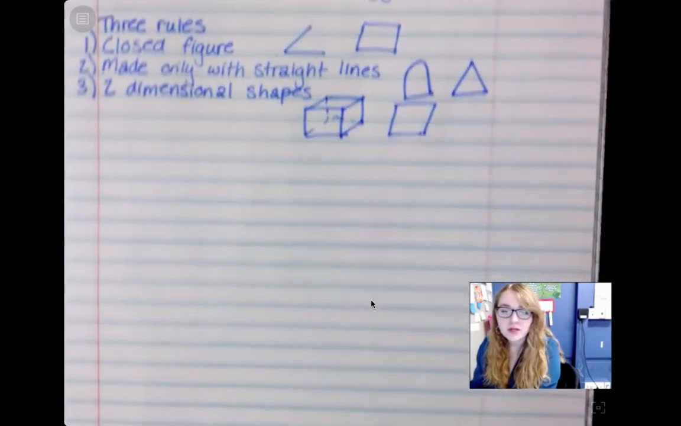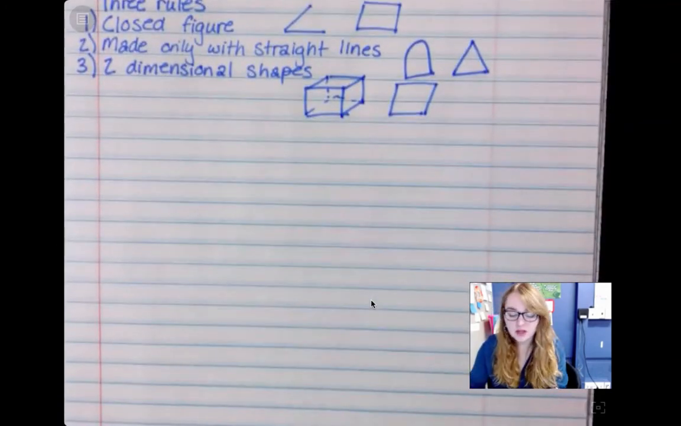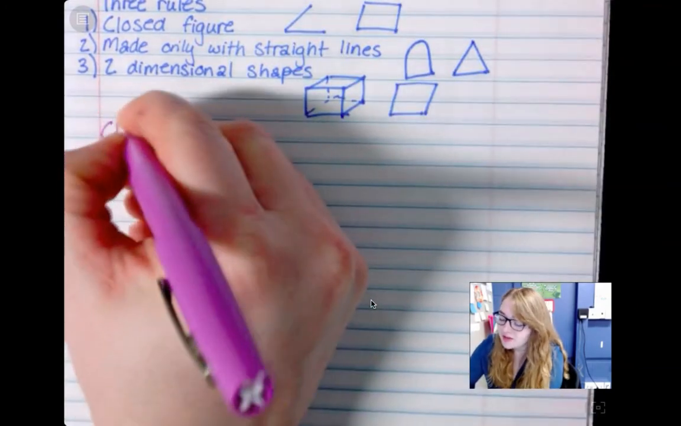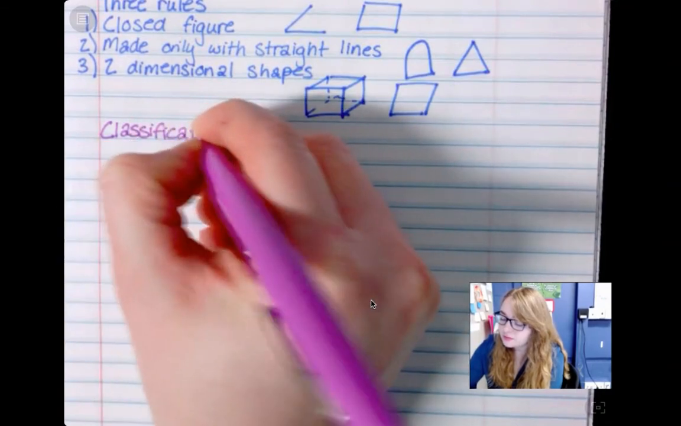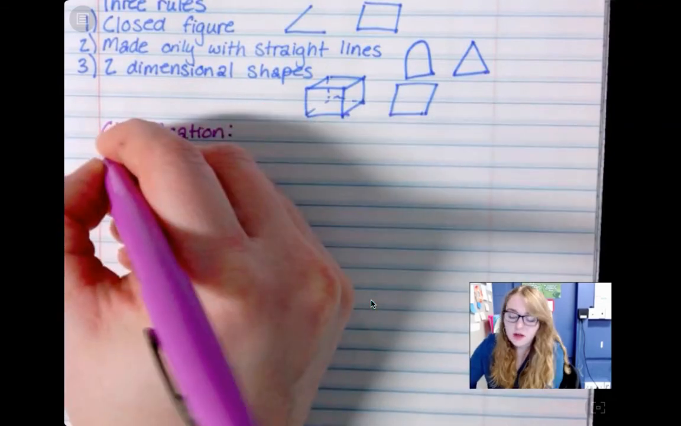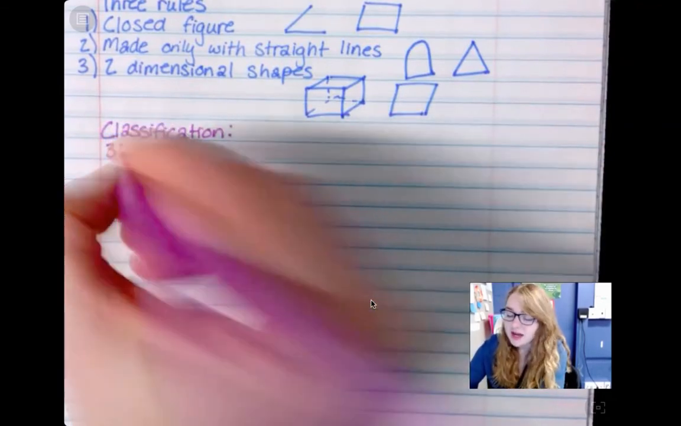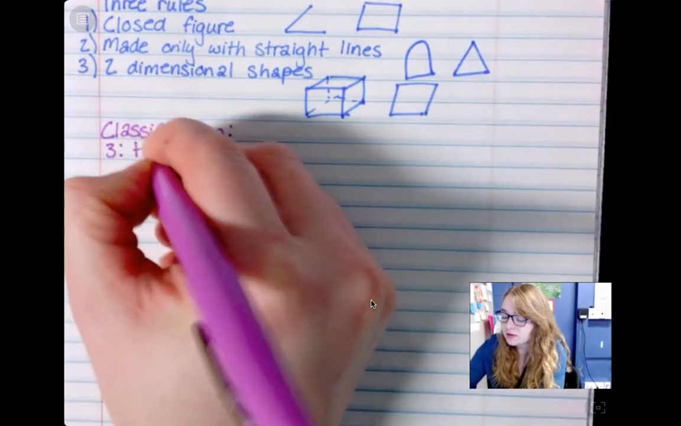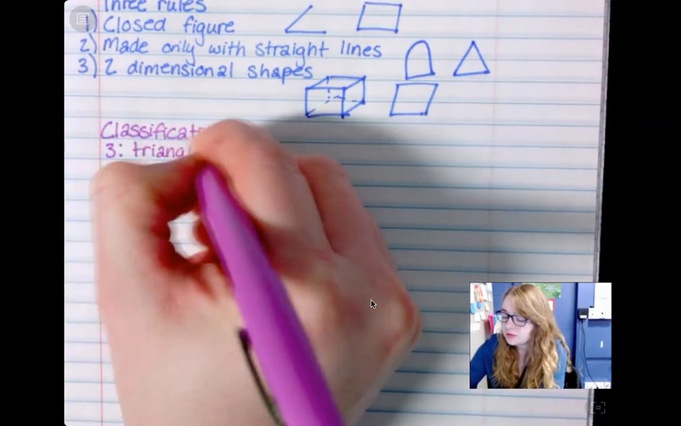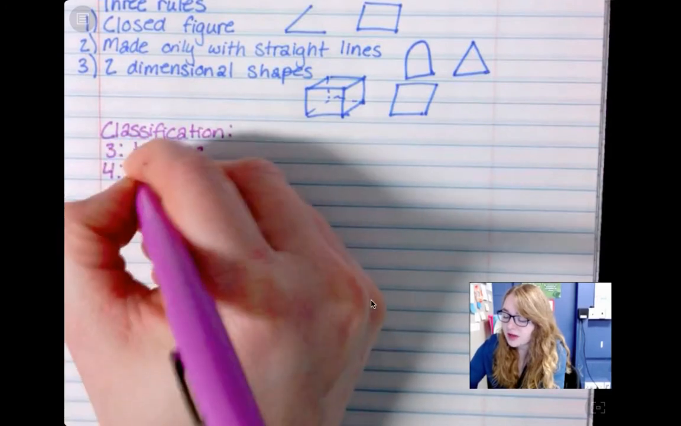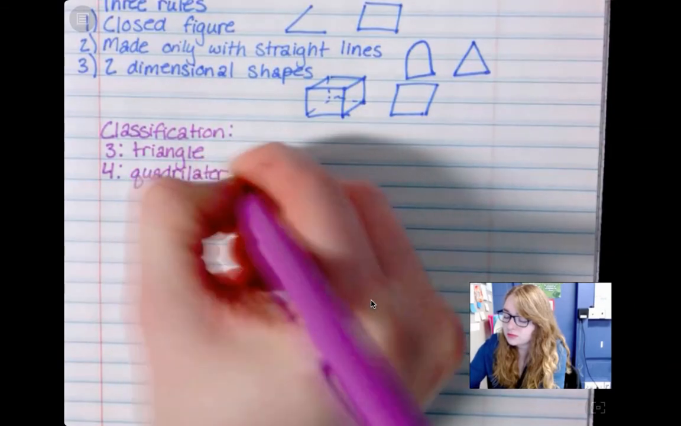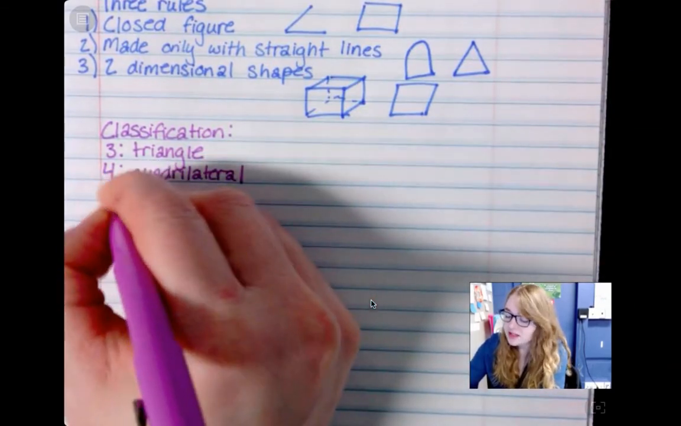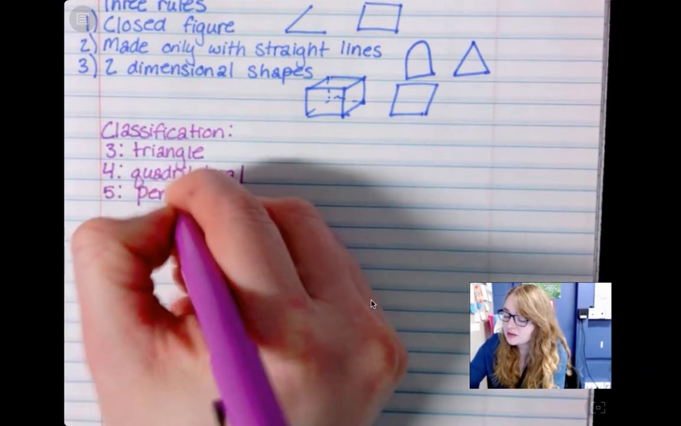Let's review the names for our polygons based on the number of sides that they have. This is called the classification. If a polygon has 3 sides, then we call that a triangle. If a polygon has 4 sides, we call that a quadrilateral. If a polygon has 5 sides, it is called a pentagon.